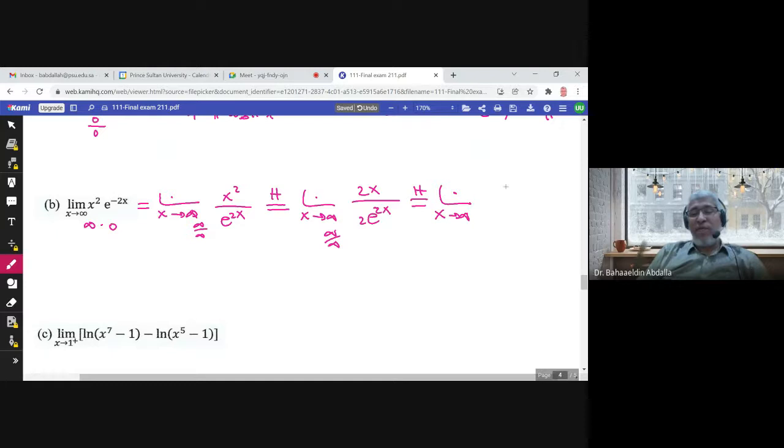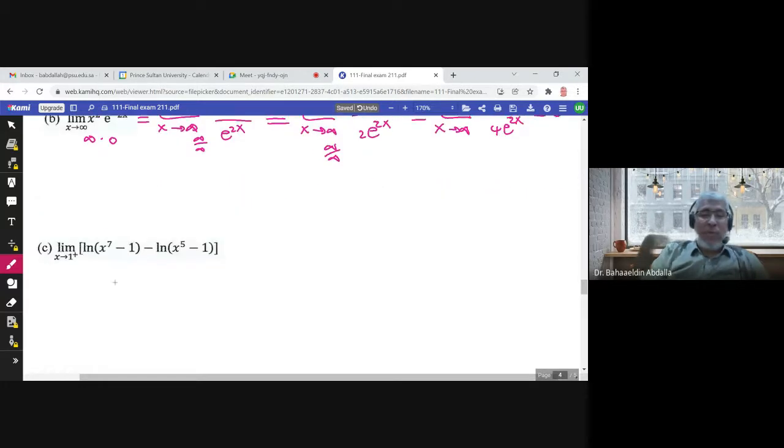Derivative of 2x is 2. Derivative of e to the power 2x is e to the power 2x times 2. But there is another 2 here, so times 4. Replace x by infinity, e to the power infinity is infinity, 4 times infinity is infinity, 2 over infinity is 0. So the limit is 0.